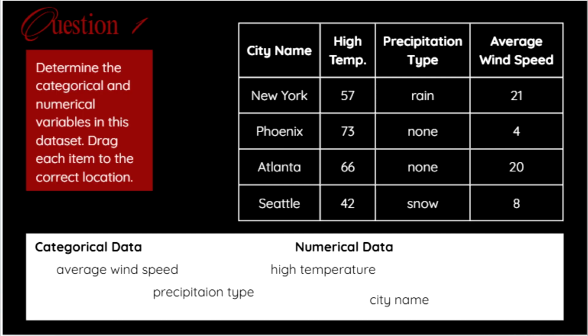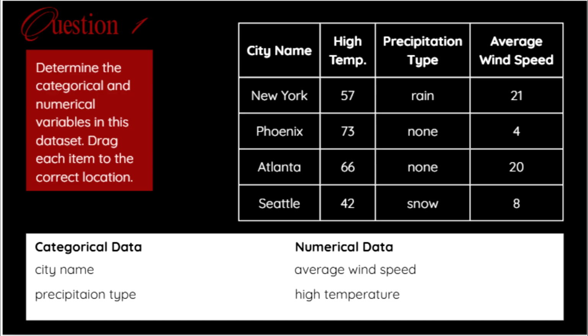Here's question number 1. Determine the categorical and numerical variables in this data set. Drag each item to the correct location, okay? So we have this information, and we have down here, you have to decide if it's categorical or numerical. Pause it, figure it out, come back. All right, the city name is a category because it's not numbers. Precipitation type is categorical because it's not numbers. Average wind speed is numbers, so it's numerical. And high temperature is numbers, so it's numerical.